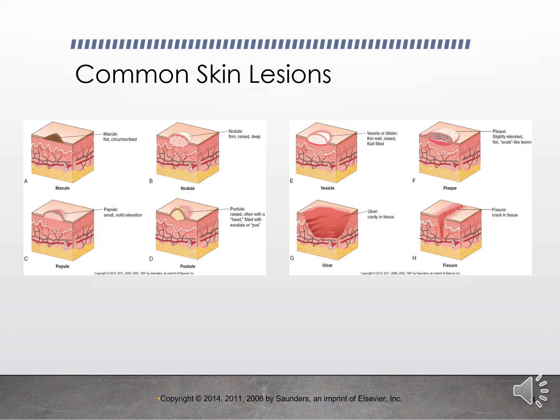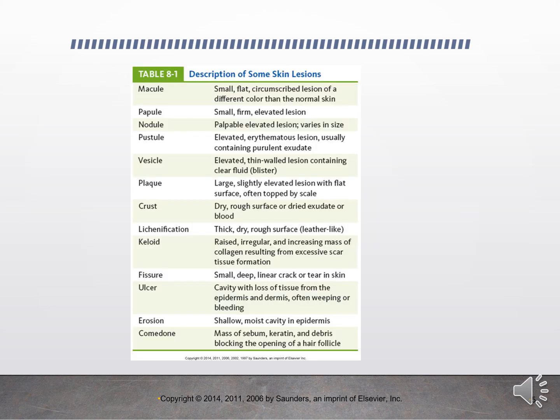This is on page 145 in your book. It illustrates common skin lesions. And this is on, let's see, page 146 in your book. It's a list of the descriptions of those different skin lesions. So you guys should study this table. You will definitely see these terms again.